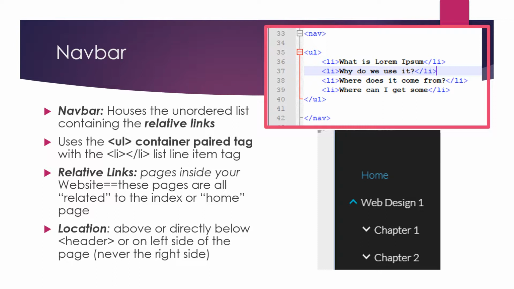If you look on line 33 of the example in the top right corner, you're going to see the opening nav, and on line 42, you're going to see the closing nav. In between the opening and closing nav, we have our unordered list container tag, the UL, and then we have the LI list tag, which sets up each of the items in our list or indexes them. So in this case, we have 4 list items.